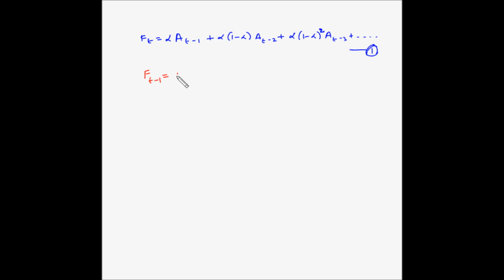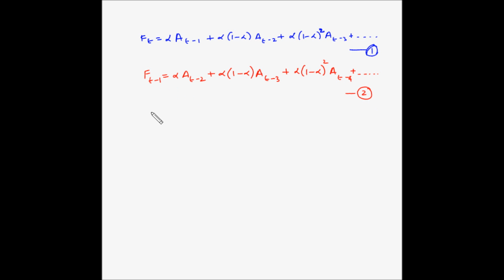So this will be equal to, again same alpha, but the previous period to t minus 1 will be t minus 2. So alpha multiplied by A(t minus 2) plus alpha into (1 minus alpha) multiplied by A(t minus 3) plus alpha (1 minus alpha) square multiplied by A(t minus 4) and so on. Let's say this is equation number 2.